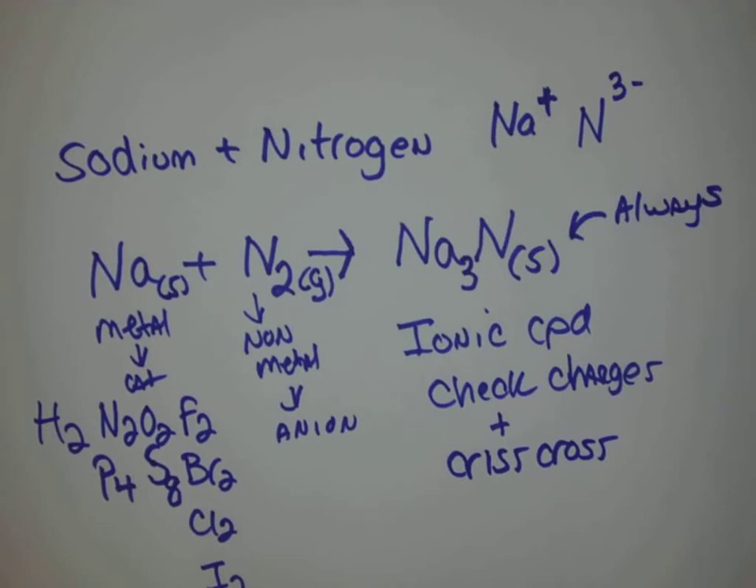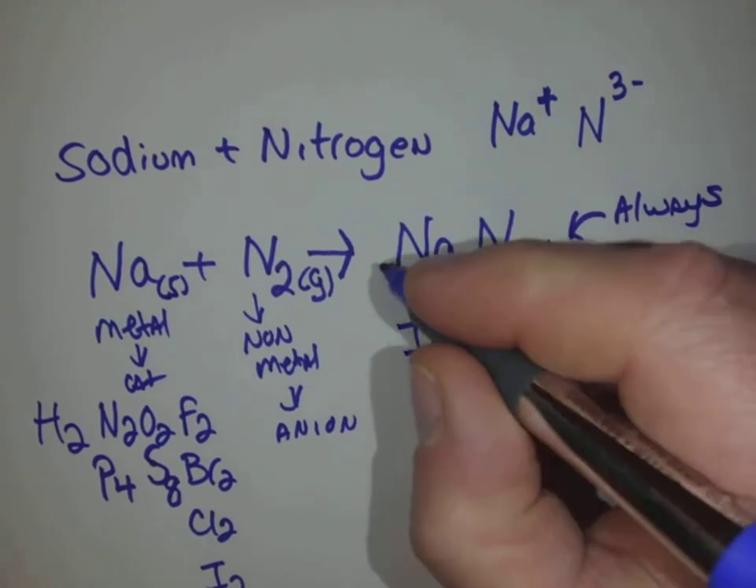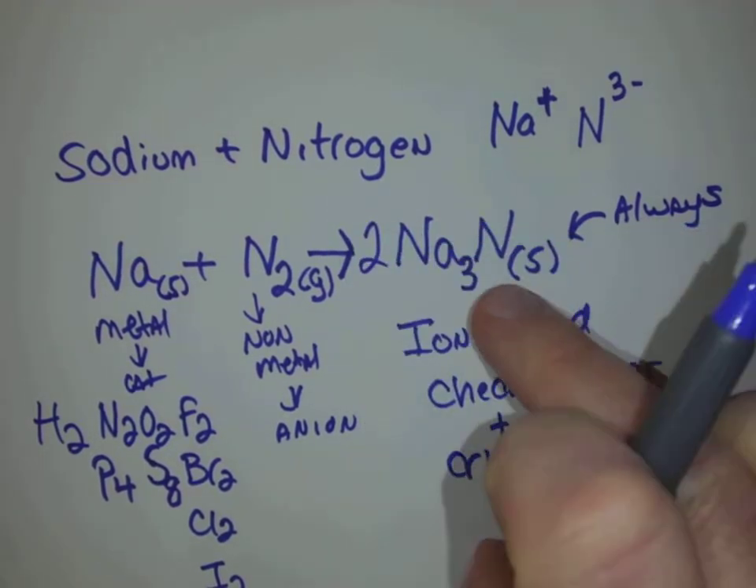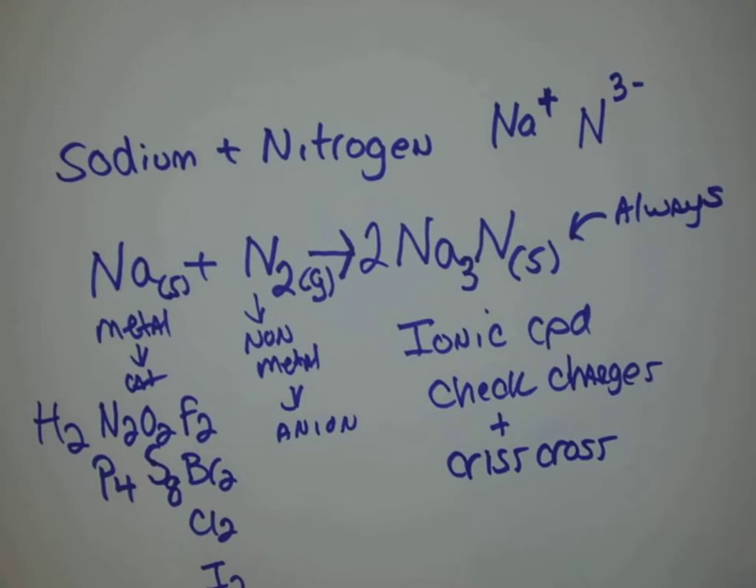So you might put a 3 there for the sodium, but then you realize you have to put a 2 in front of here to balance that nitrogen. Okay, and that would give you 6 sodiums. All right, so now we have a fully balanced equation with the states.